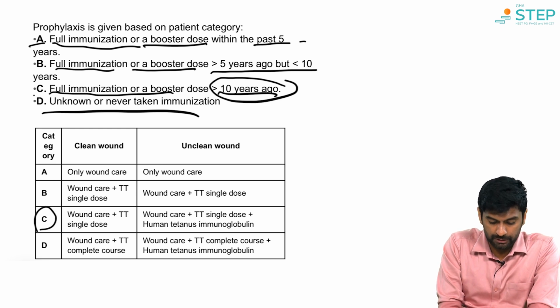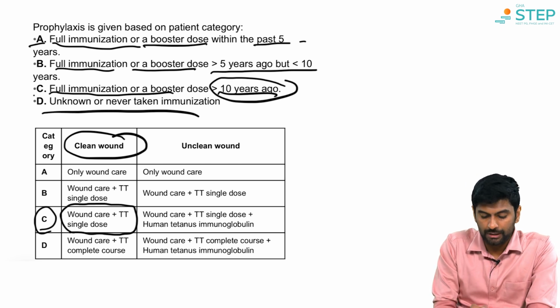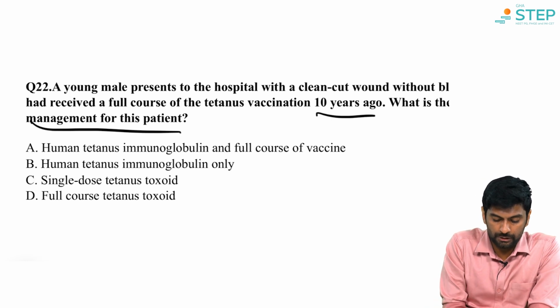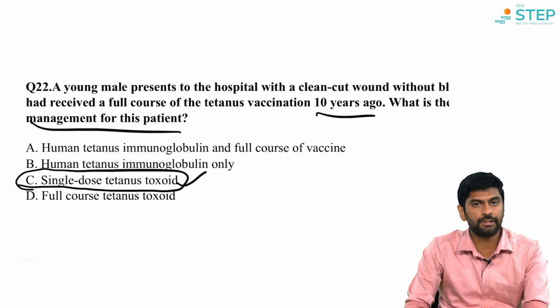Okay, category C here, whether it's clean or unclean, it's a clean wound. So the clean wound and the category C, you need to obviously do wound care for all cases, and we need to give a single dose of TT. Let's check out with the options here. Option C has a single dose tetanus toxoid. So option C is the correct answer.